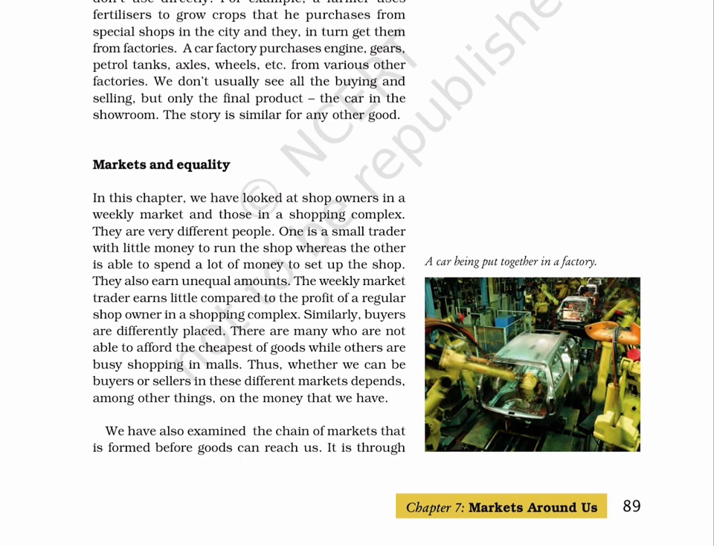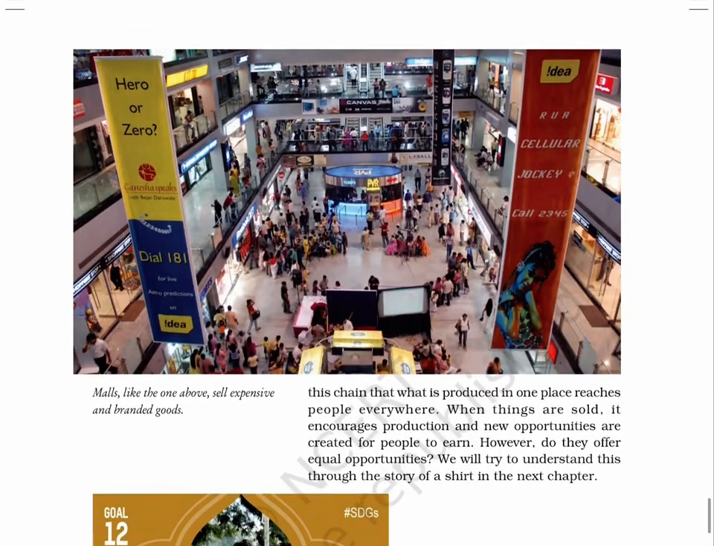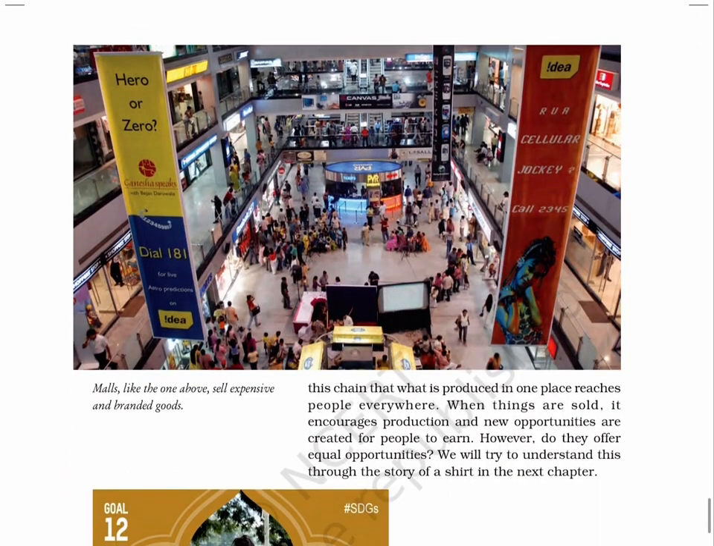We have also examined the chain of markets that is formed before goods can reach us. Page number 90. It is through this chain that what is produced in one place reaches people everywhere. When things are sold, it encourages production and new opportunities are created for people to earn. However, do they offer equal opportunities? We will try to understand this through the story of a shirt in the next chapter.